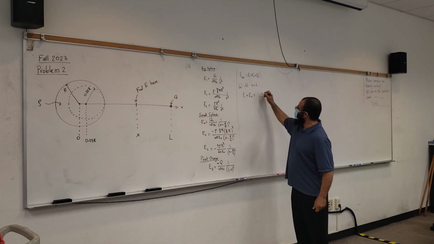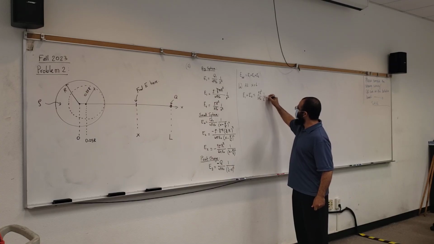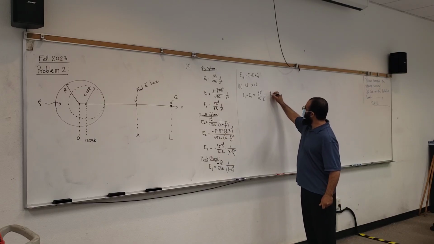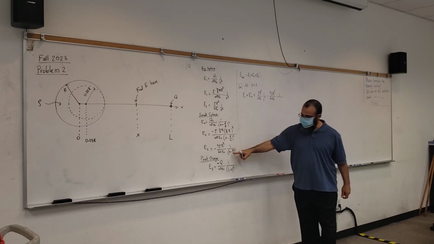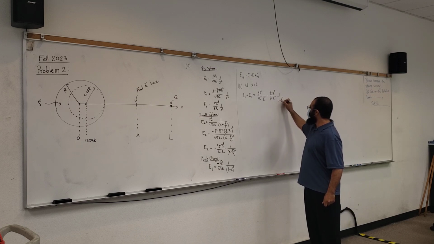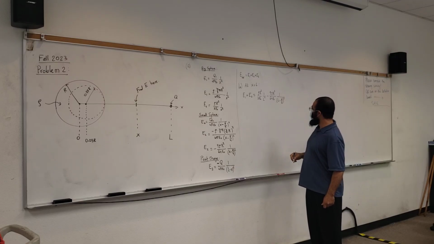The E1 becomes rho R cubed over 3 epsilon naught times 1 over L squared. And then this one, minus 9 rho R cubed over 64 epsilon naught over X minus R. So L becomes L minus R over 4 to the second power. No calculators.